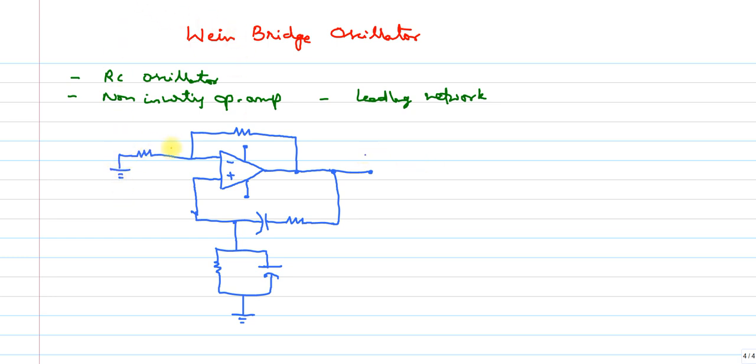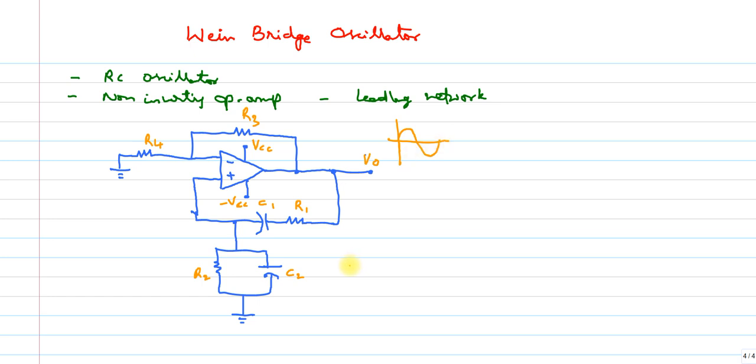Now I can write the names. For example, this is C1, and this is R1, and this is R2, and this is C2, so that this will be R3, and this will be R4, and this is my V0. This is VCC plus, and this is minus VCC. The signal will be coming like this. It's a sine wave.